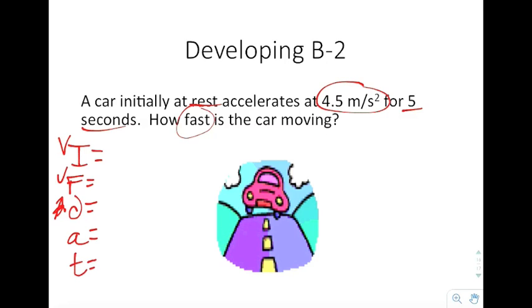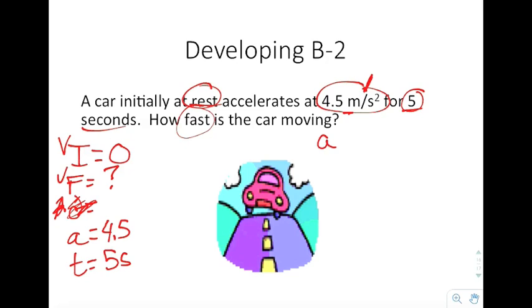I'm going to look at this and say, okay, initially at rest, that means its initial velocity is 0. Then I look at this next one: 4.5 meters per second squared, that's a unit of acceleration, so I'm going to say 4.5. Then time is 5 seconds. And then, how fast is the car moving? That lets me know that I am trying to solve for the final velocity. At this point, I know that I'm trying to solve for the final velocity.